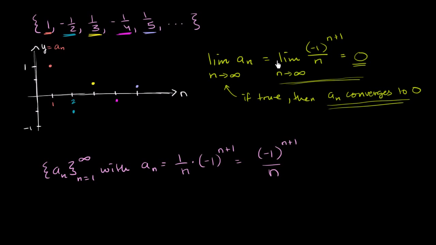If the limit as n approaches infinity didn't go to some value, and I haven't rigorously defined how we define a limit, but if we could not get some limit, it doesn't have to be equal to 0, as long as it is equal to some number, then we would say that a sub n diverges.